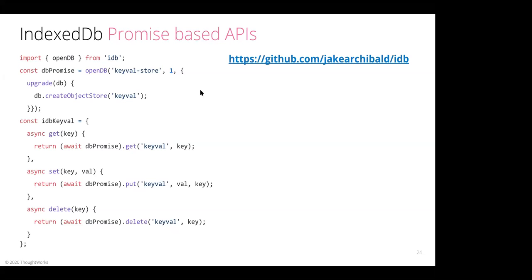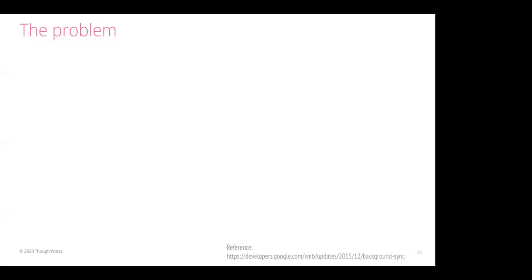Then we have, so this is the idea about IndexedDB. We'll see how IndexedDB can help you in achieving higher order things like background sync or background fetch. So in the demo, we have background sync. Okay, so what is the problem actually in the world?